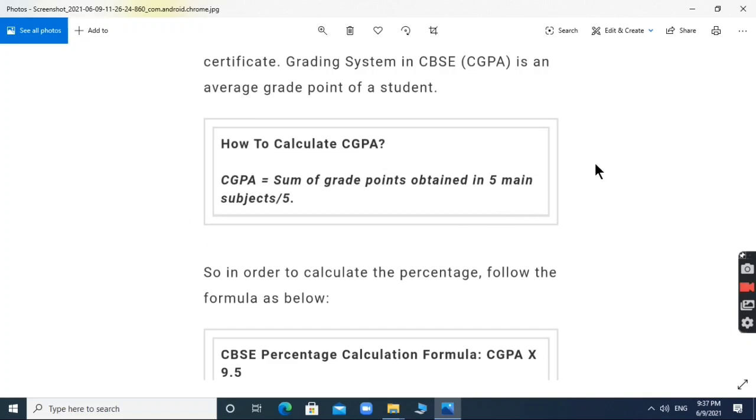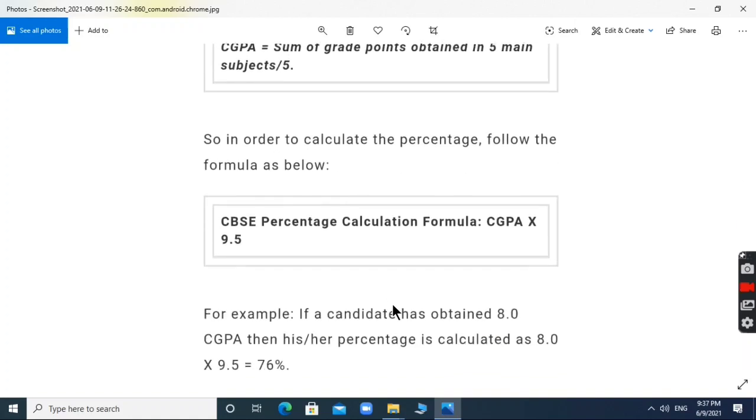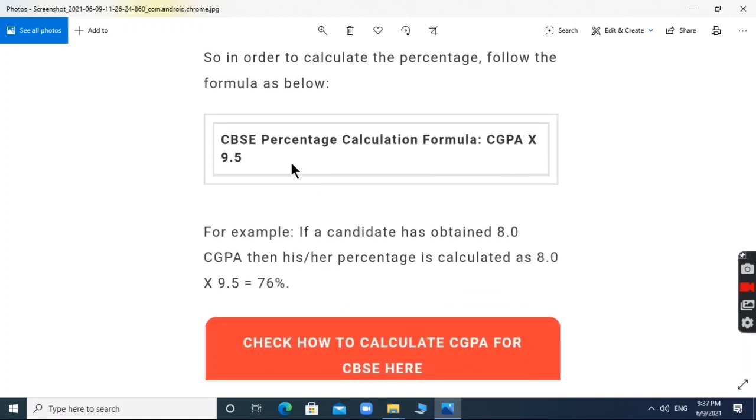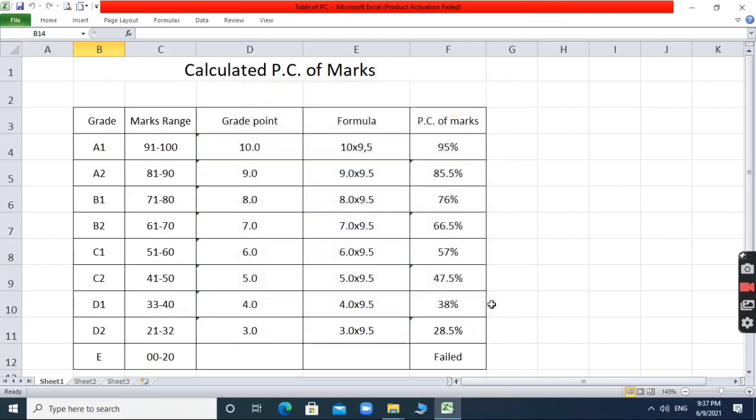This is the formula to convert CGPA into percentage. CGPA is the sum of grade points obtained in 5 main subjects divided by 5. So this is the average. In order to calculate the percentage, follow the formula as below. Now you see, this is a simple formula, the CBSE percentage calculation formula: CGPA times 9.5. This is the formula, so I will give an example. Let me take a table. Here is another table I have prepared to give you the examples.